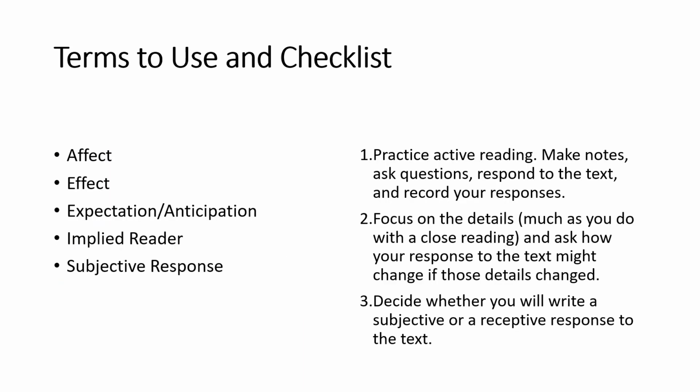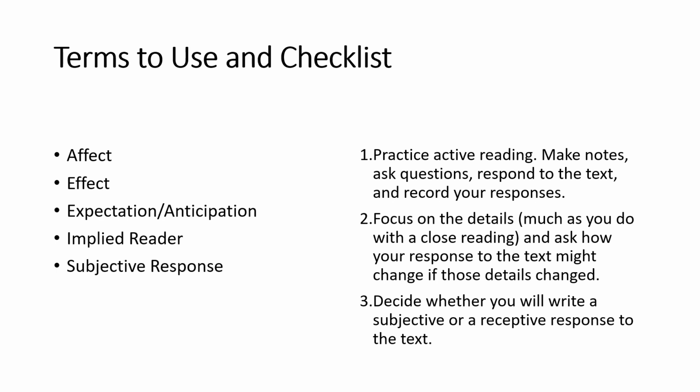Here are some terms to use in reader response. I've also bolded some terms that work well in this type of criticism in my annotation to the AI models. Affect and effect, in both senses of these words, can be useful to consider. How does the text affect you or the implied reader? Expectation and anticipation are also important concepts for this type of criticism. How does the text meet or not meet your expectations? What do you anticipate will happen and why?